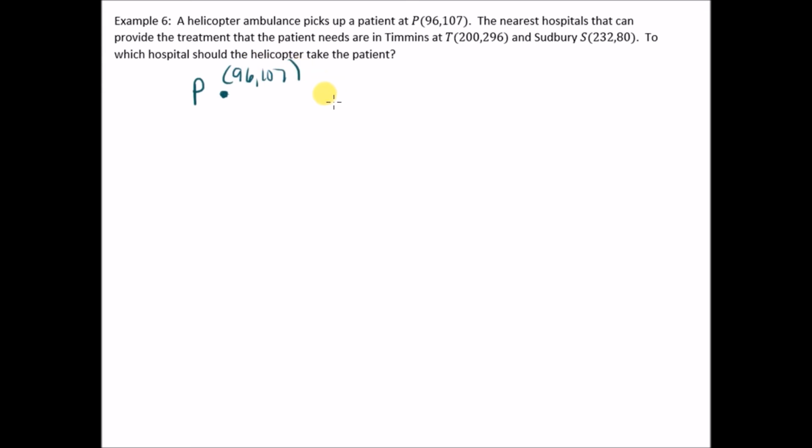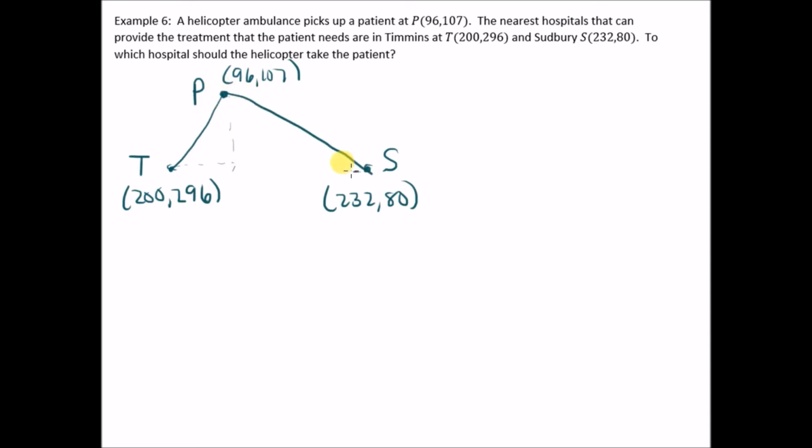The nearest hospitals that can provide the treatment that the patient needs are in Timmins. So let's say T is (200, 296), or Sudbury, and let's put dots here, which is (232, 80). Which hospital should the helicopter take the patient? So we're going to have some sort of triangle connecting the patient to Timmins, and then some sort of triangle connecting the patient to Sudbury. This is not drawn to scale.